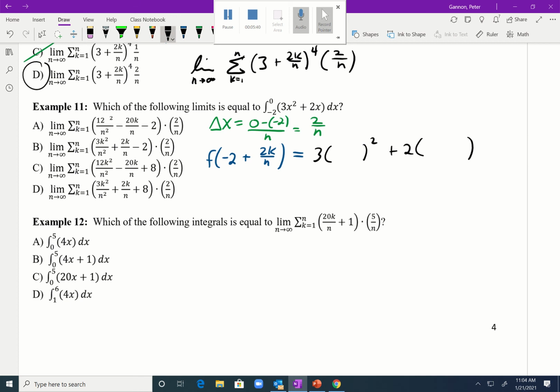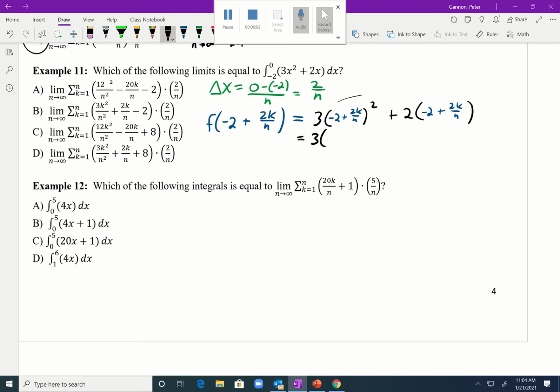So now what we're going to need to do is within there do -2 plus 2k over n. At that point, when you look at the answer choices, I don't have anything that looks like that. They're all expanded. So let's work on expanding this out.